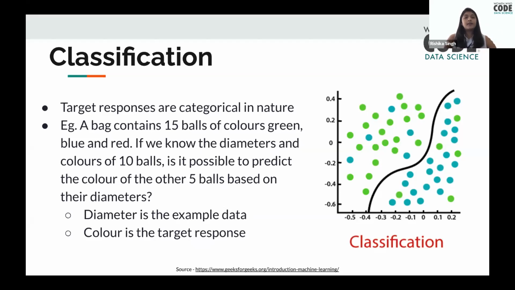So for example, if we have a bag that contains 15 balls of the colors green, blue, and red, and we know the diameters and the colors of 10 balls, is it possible to predict the color of the other 5 balls based on their diameters? So in this example, the diameter is the example data X, and the color is the target response, Y.